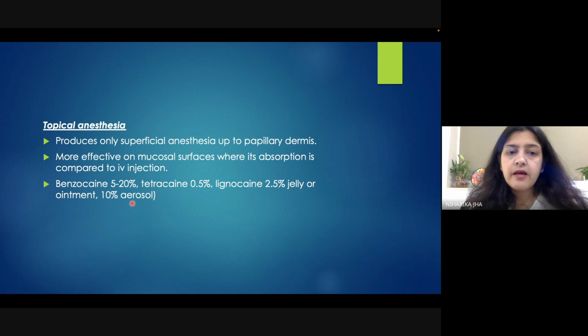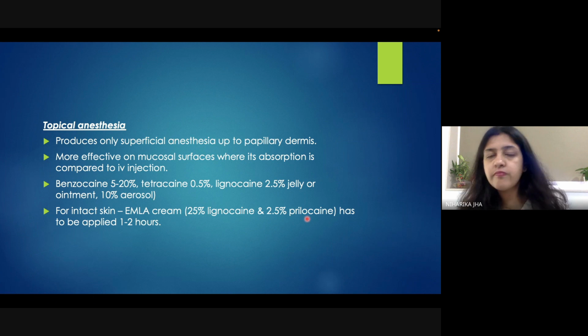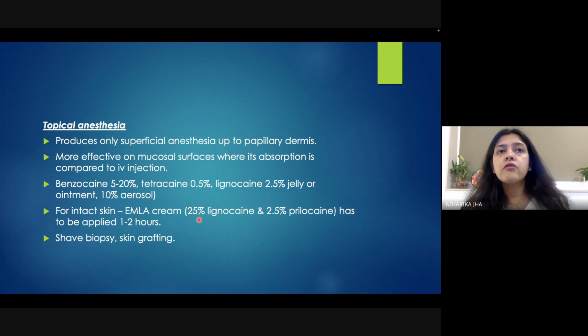operate on that area. But for topical application on intact skin, a combination of lignocaine and prilocaine is used, where lignocaine is 2.5% and prilocaine is 2.5%. It has to be applied 1 to 2 hours prior to the operation, so that a proper anesthetic effect is achieved by the time we start operating. So this EMLA or Prilox or Toplac or Numpex cream, which is topically available in India, this kind of topical cream should not be used on mucosal surfaces. For mucosal surfaces, jelly or aerosol forms are available.